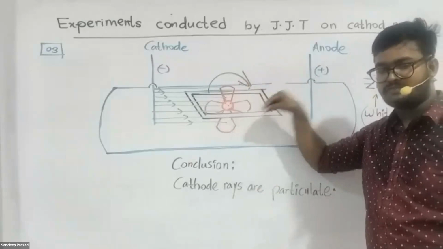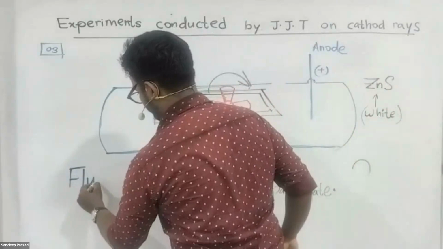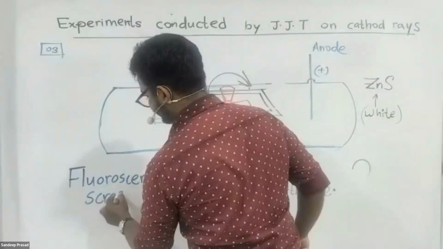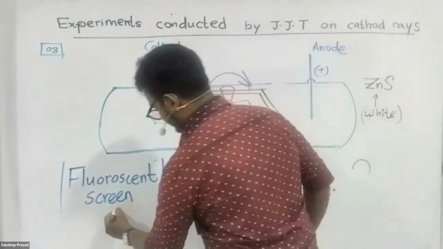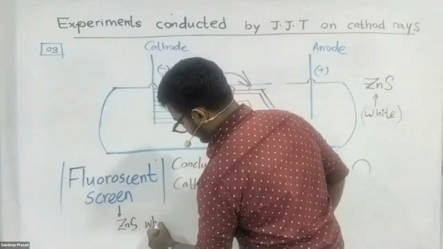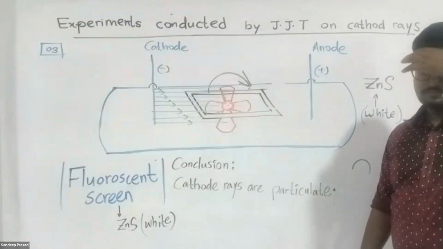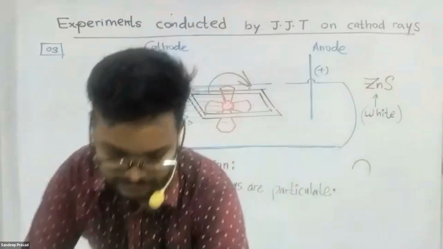Now, one of you asked me what the name of that one is. Fluorescent screen. The fluorescent screen is the one which is sensitive to the radiation. The fluorescence screen is made of the chemical compound zinc sulfide, which is white color. Therefore, the fluorescence screen is white color. Got it? Right?